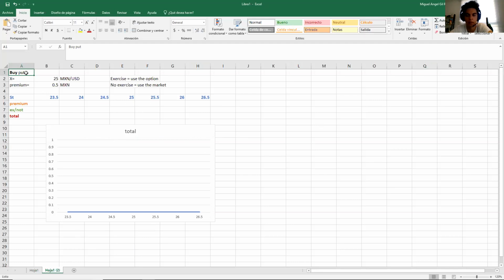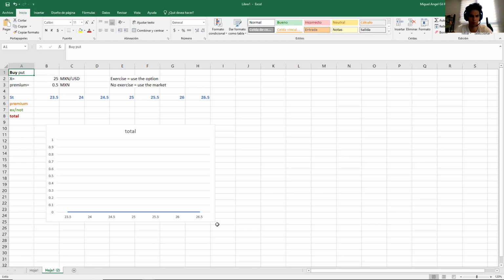Now we are analyzing not buying a call, but buying a put. And that is very different to what we did previously. But not very different, but somehow different. So the strike price in this exercise is going to be the same. It's going to be 25 again, and the premium is going to be again 0.5. So we have the same numbers, but because instead of buying a call, now we are buying a put, things are going to be different, okay? Especially in the way we analyze the results.